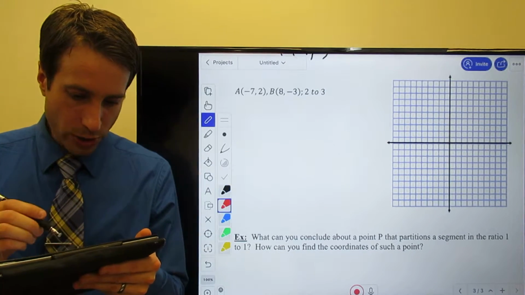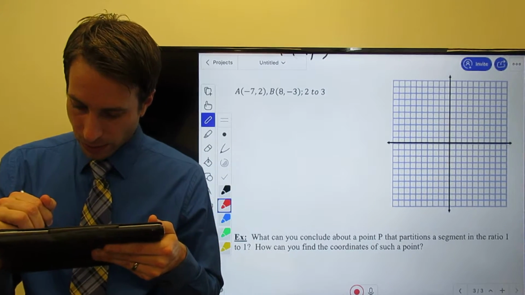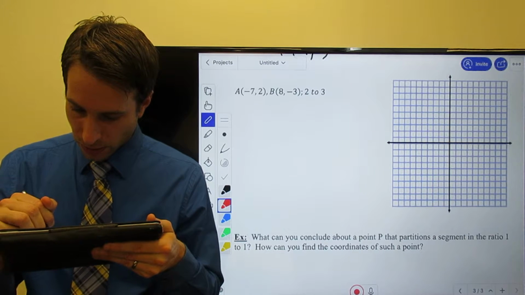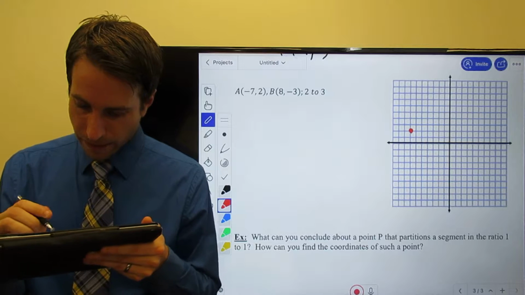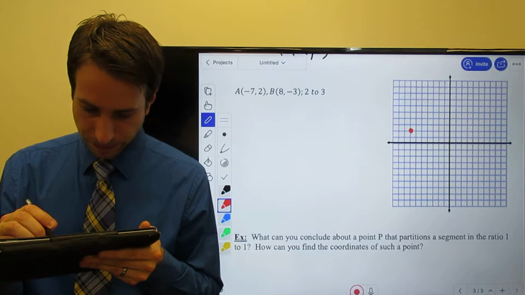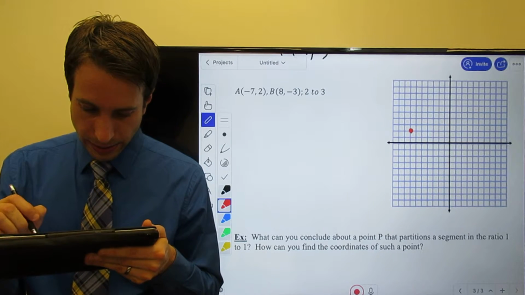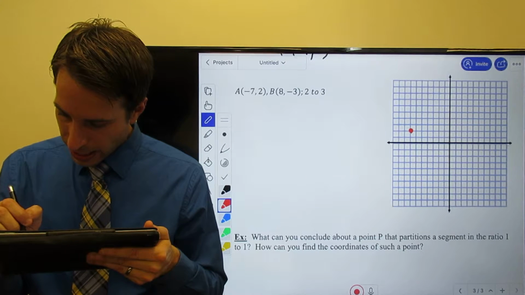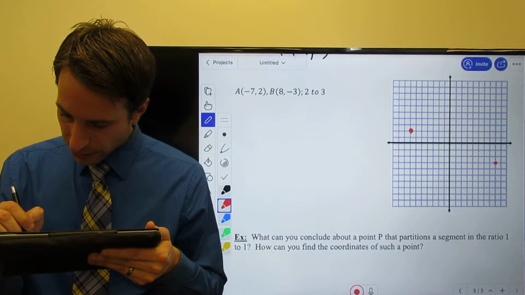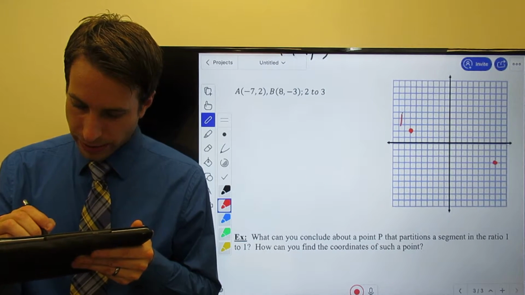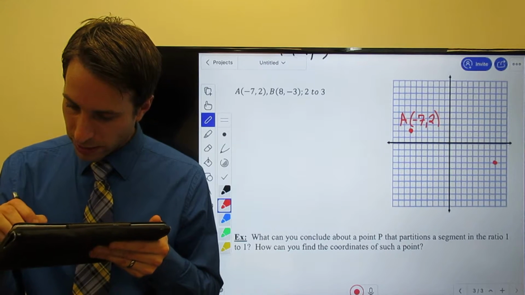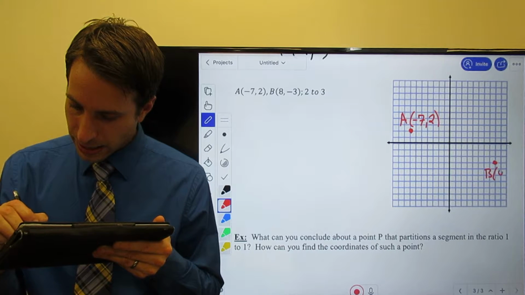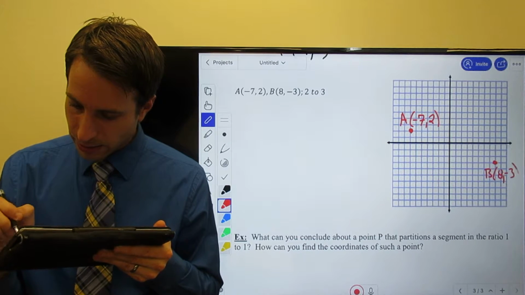Once again, we're going to plot these points here. Let's see. 7, 2, right there. So that's going to be A. 8, negative 3. That's all the way over there. Here is A at minus 7, 2. Here's B at 8, minus 3.